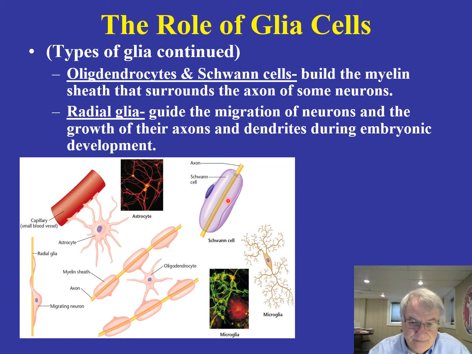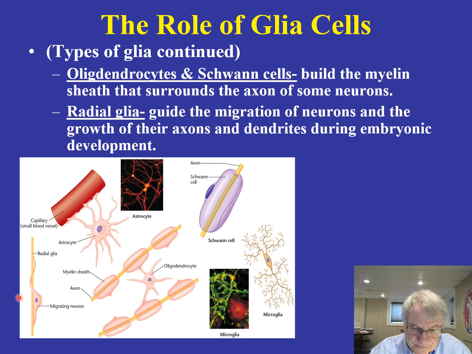These Schwann cells and oligodendrocytes, here's an oligodendrocyte that you see right here. Very important for the transmission of neural information.